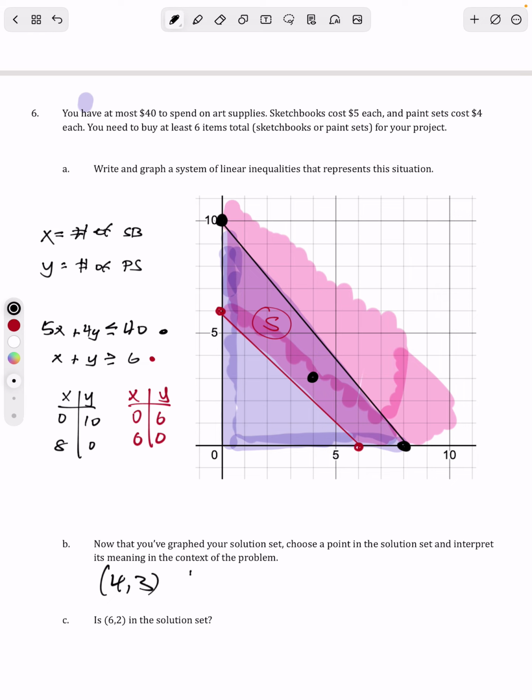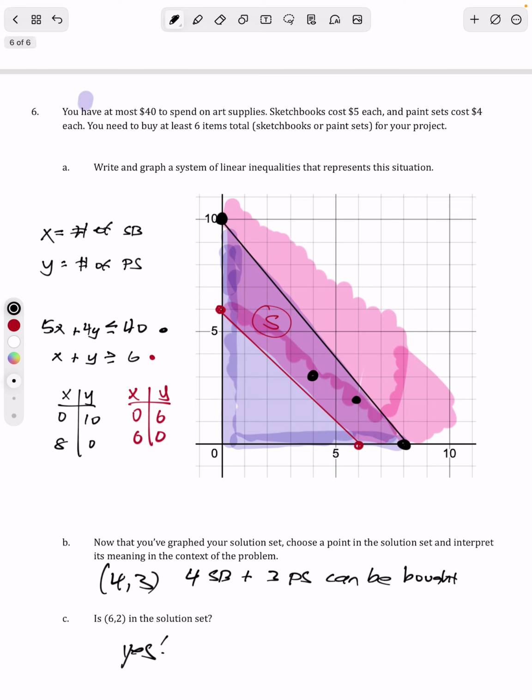This means I can buy 4 sketchbooks and 3 paint sets. I'm getting lazy here, you should write a full sentence. You can buy 4 sketchbooks and 3 paint sets. And then the other question is, is 6, 2 in the solution set? Well, let's find it. 6, 2. Yeah, it is. So I could buy that. I could buy 6 sketchbooks and 2 paint sets.